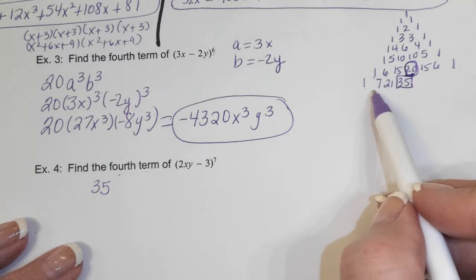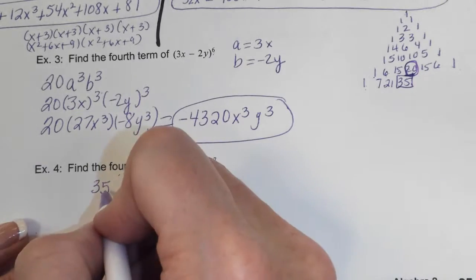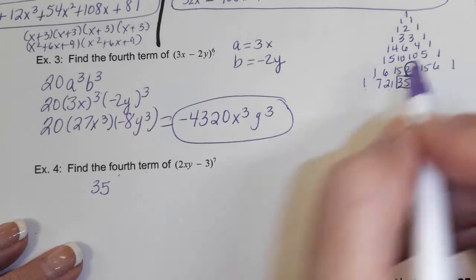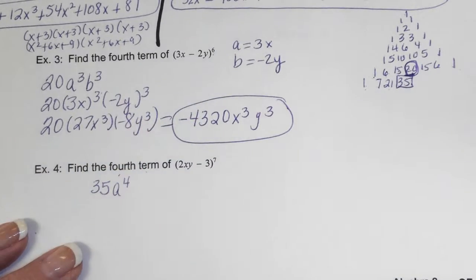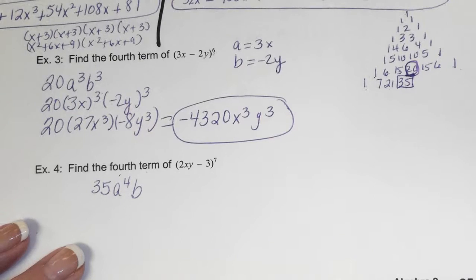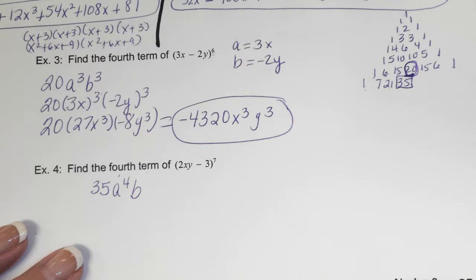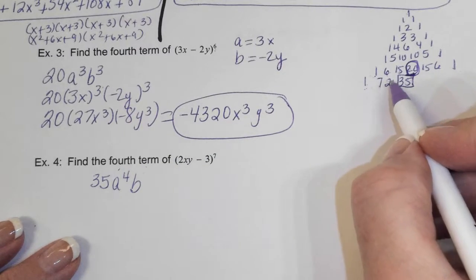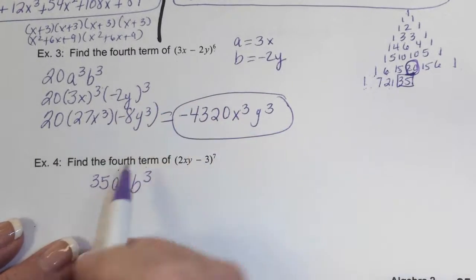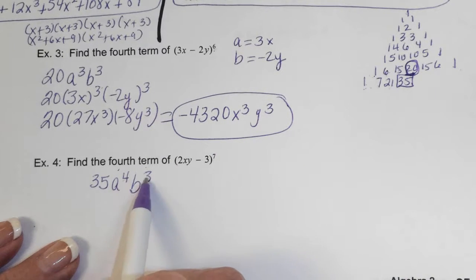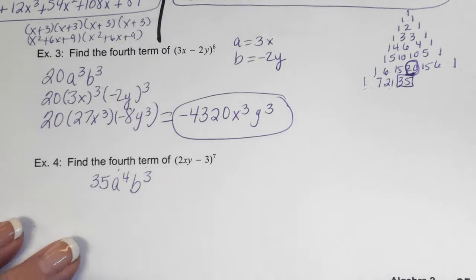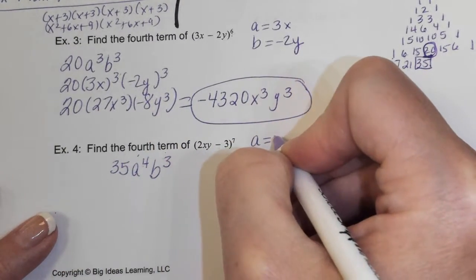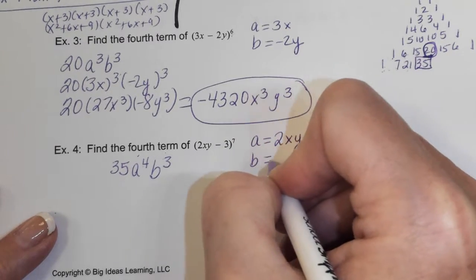Okay, so now let's think. It's going to go 35. It would go a to the 7th, a to the 6th, a to the 5th, a to the 4th. So I'm going to need a to the 4th. Do you guys know what power b would go to? You're right, it's to the 3rd. If I didn't know that, it's going to go no b, b to the 1st, b to the 2nd, b to the 3rd. Plus, these exponents must add to be 7. And they are. Now I substitute in. A is 2xy. B is negative 3.